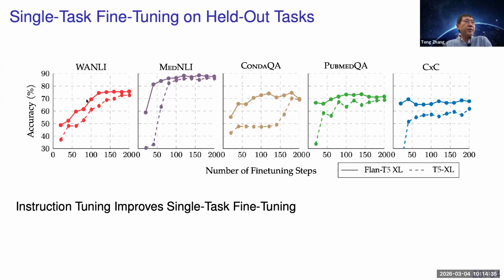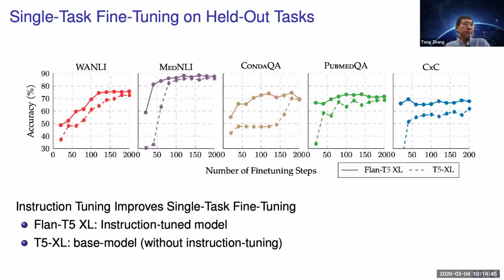But with instruction tuning you have better throughput, so it dominates your pre-trained model, even for the fine-tuning task. Basically, it always helps. This is the instruction-tuned model. This is a base model without instruction tuning. So that's another thing.